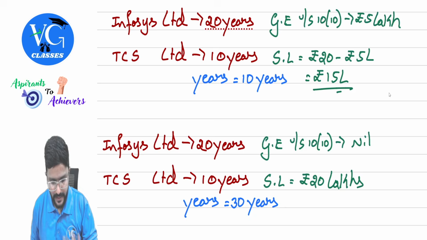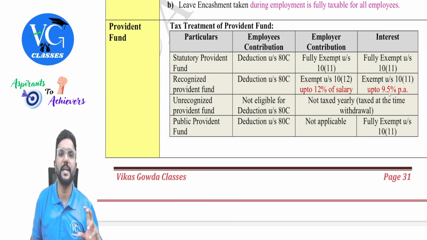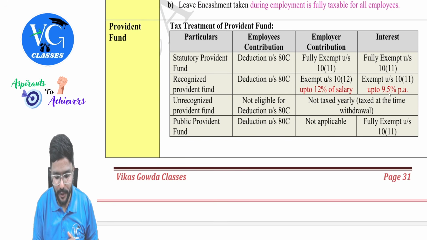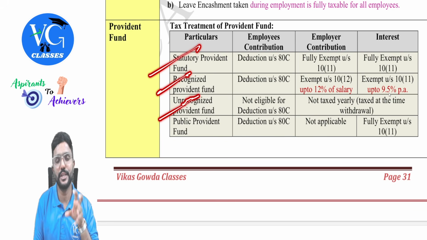Got it? Yes. Next, Provident Fund part. So there are different types of Provident Fund, guys. Statutory Provident Fund, Recognized Provident Fund, Unrecognized Provident Fund. This actually is a fund or account which is opened by the employer in the name of employee, and every month both employer as well as employee would be contributing. And on this contribution, even interest would be earned.